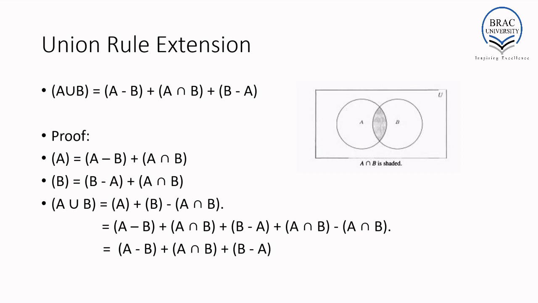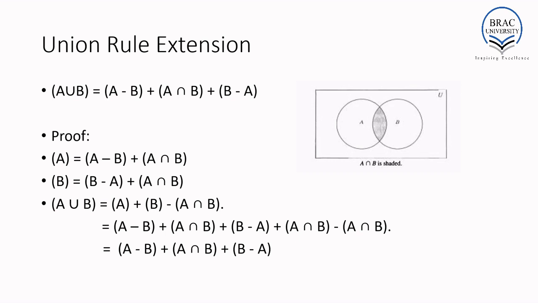So set A is divided into 2 parts, the white portion and the shaded portion. Set B is also divided into 2 parts, the shaded portion and the white portion. The white portion of set A means only set A and not B. The white portion of set B means only set B and not A. And the shaded means they belong to both A and B. So we can write set A as A bar B, that is the A only area, plus A intersection B. We can write B as the B only area plus A intersection B.